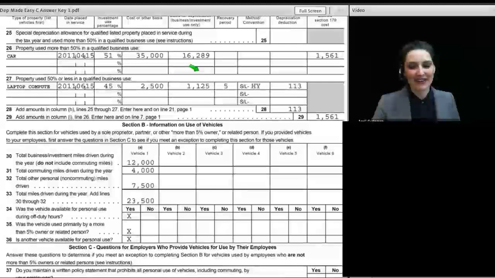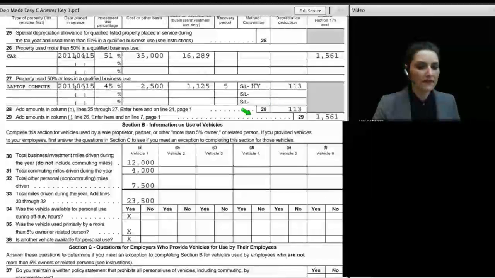And then, of course, the laptop gave us $113. We've got $1,561 of Section 179 deduction that will carry to line 7 on page 1. And then we have $113 that will carry to line 21 on page 1.